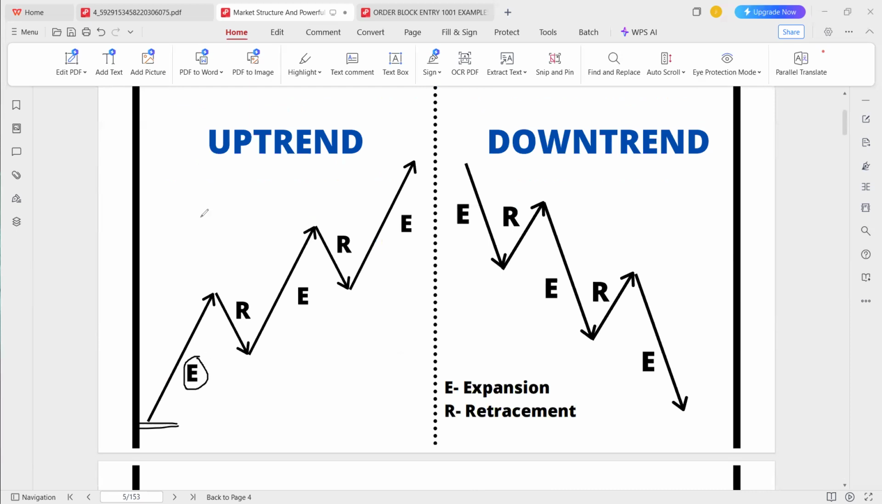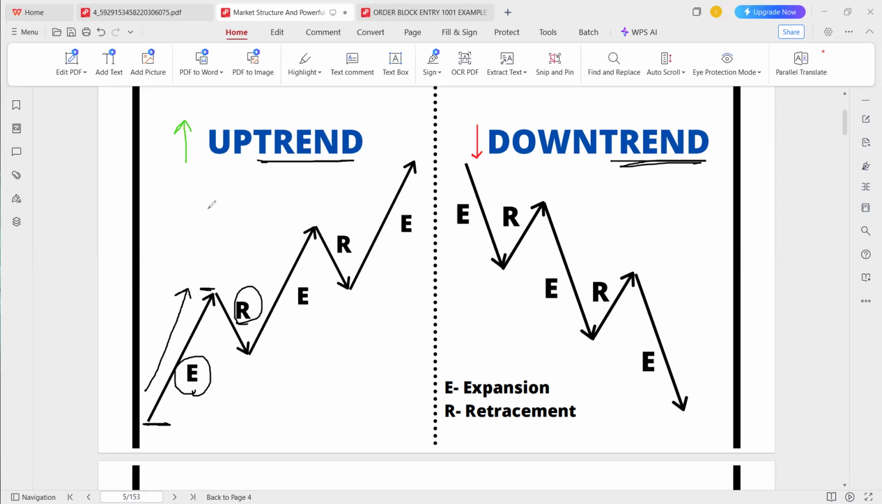Each time you open your charts, the first thing you want to identify is, do you have a trend? After you've identified whether you've got a trend, the next thing you need to identify is, is it an uptrend or is it a downtrend? Those are the two things we need to identify. After you have identified whether it's going up or down, the next thing you want to identify is the expansion and the retracement. Each time your price is pushing up, the bigger move is your expansion. That's when your price is expanding to the top side.